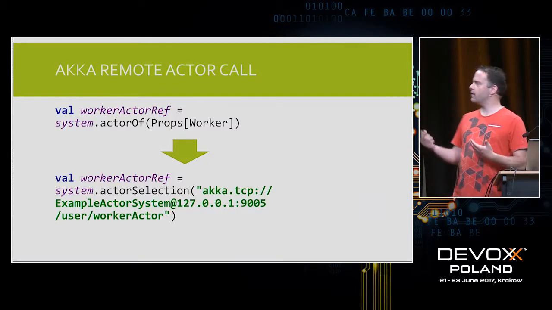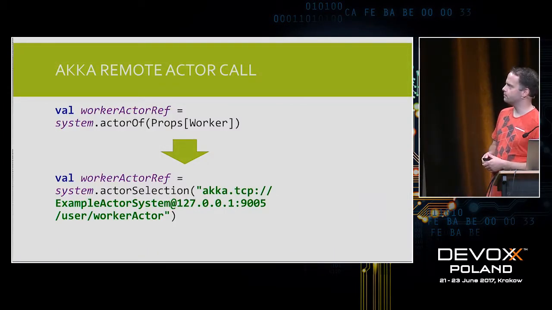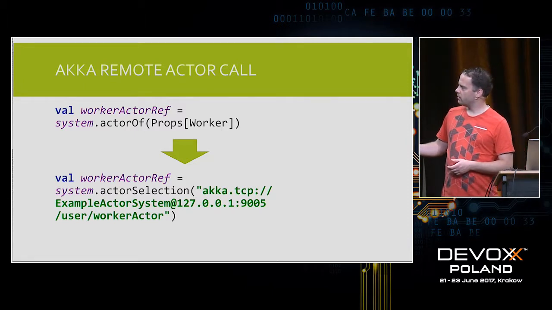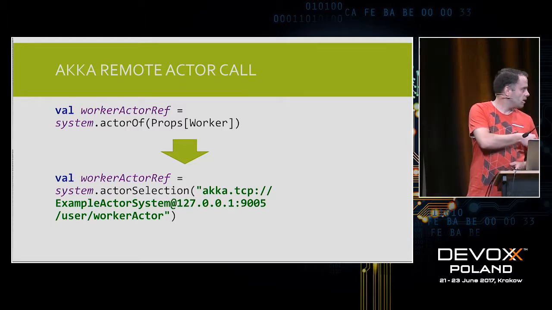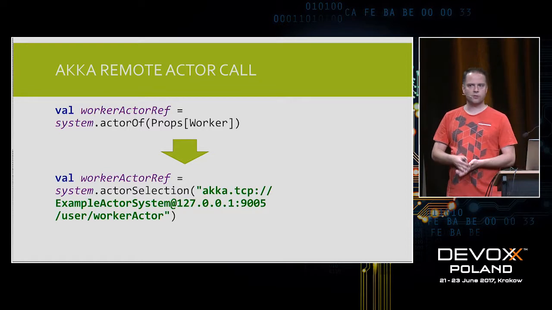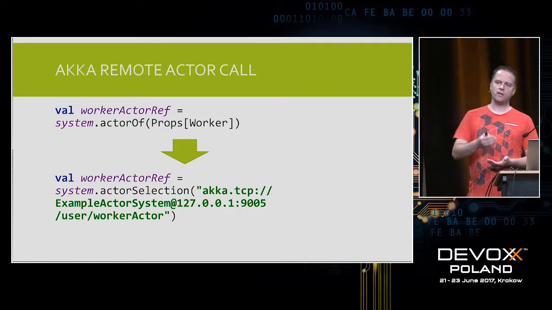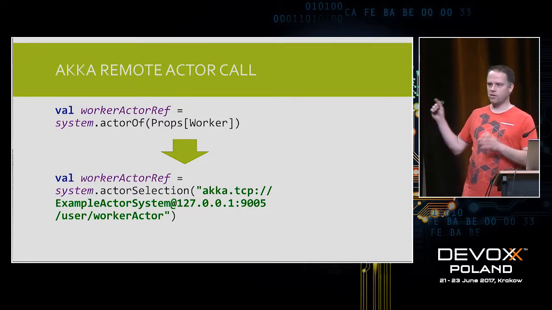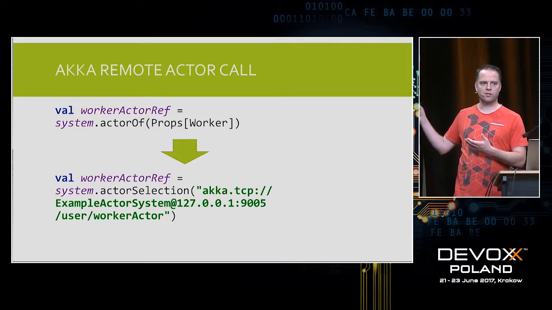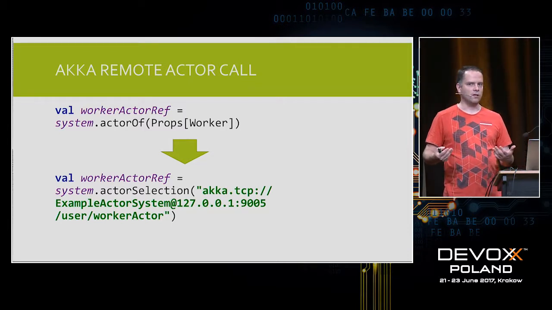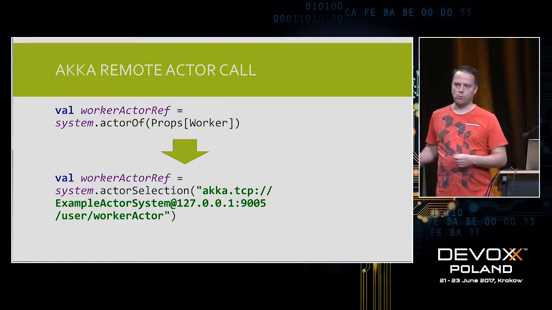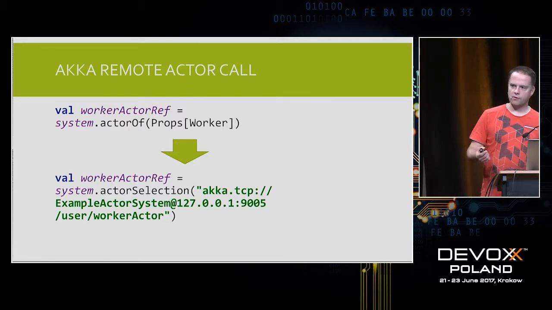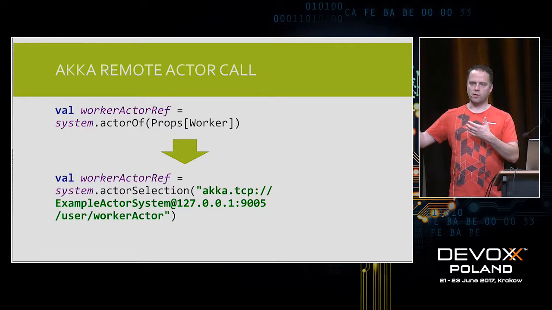Because if we want to have a reference to a remote actor, we can simply say, okay, get me the actor, and specify the name of the actor system, the IP address, port, and the name of the actor. I put it here all in the code, but you could also put this in a configuration file. That would have been nicer, but I wanted to have a simple example which I could show on one slide. So that's everything you need to connect to a remote system.